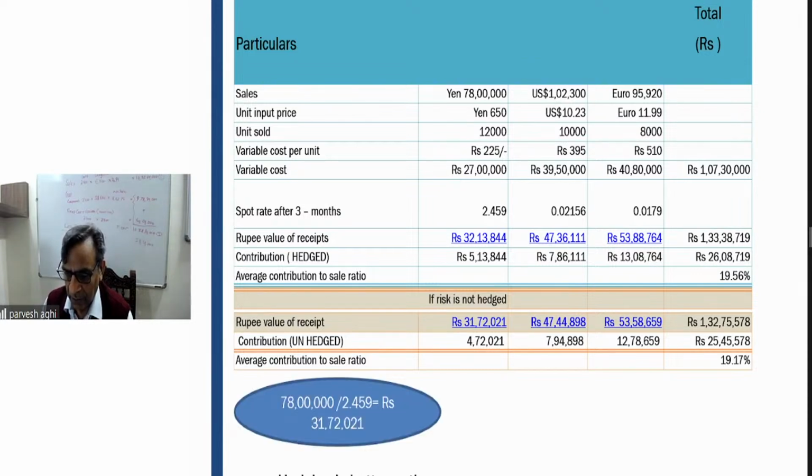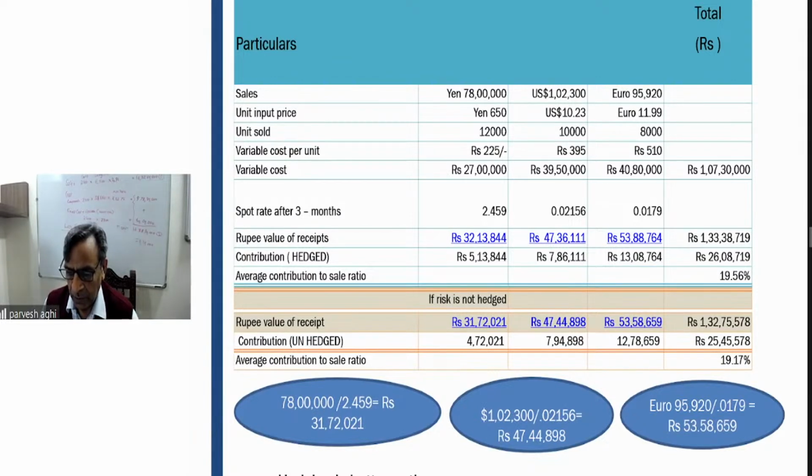Okay. So the rates are given as 2.459. So 78 lakhs divided by 2.5. We have recalculated how much he's going to get, taking the spot rates after 3 months, and not the forward rates. So we calculated his rupee value of receipts. Then we calculated the contribution again. Now look at the contribution. It has gone down, and his sale has also gone down. The sale was 1 crore 33 lakhs 38,000. And now at the spot rates after 3 months, the overall total is coming to 1 crore 32 lakhs.